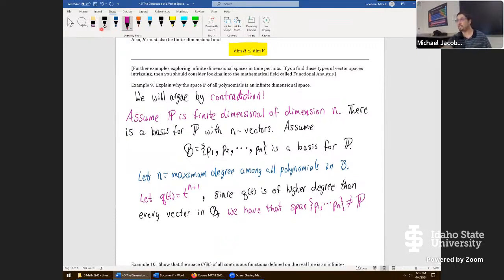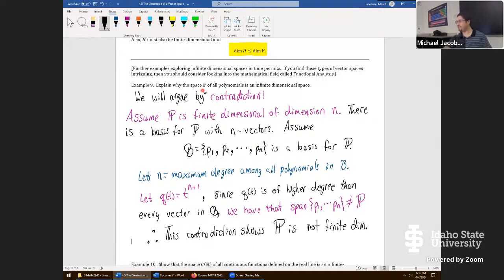You can demonstrate there's a polynomial there that you can never write as a result of a linear combination. So now we're at the good stuff. We could say here for our conclusion, this contradiction shows P is not finite dimensional.